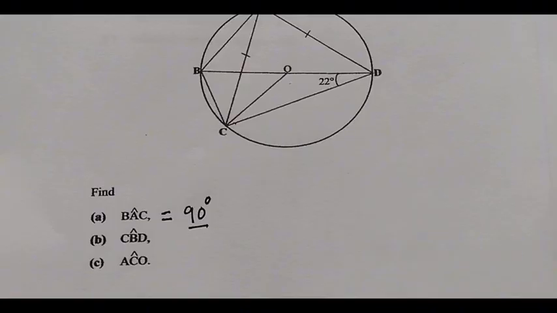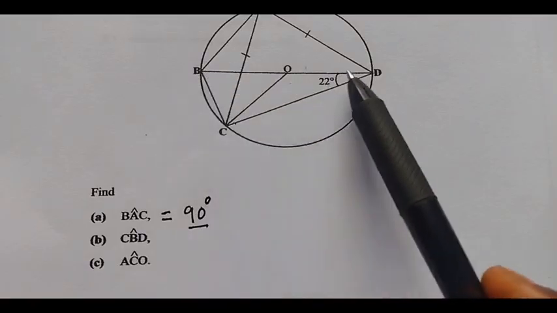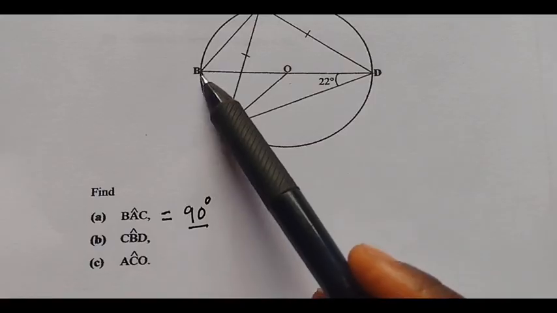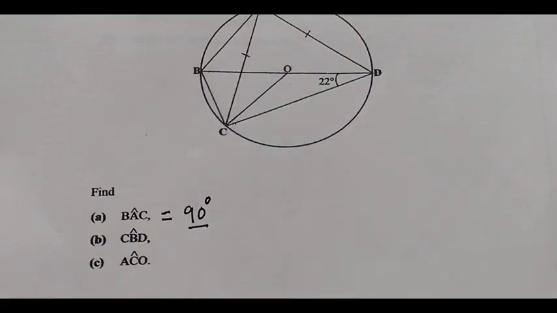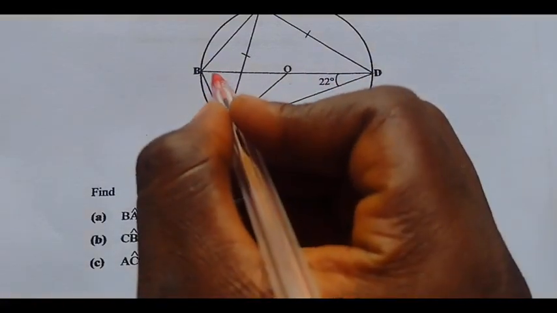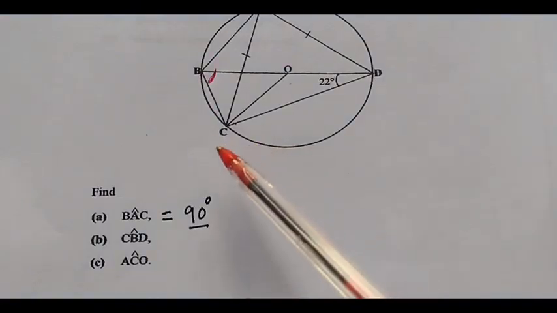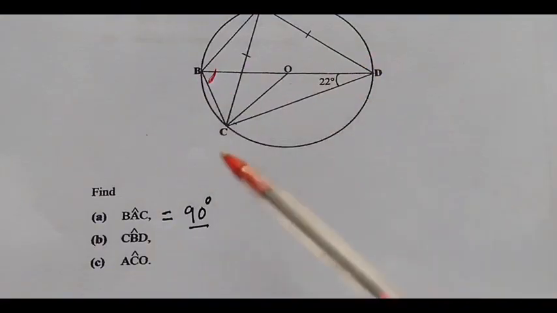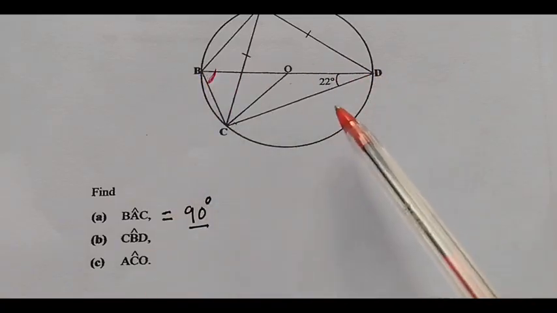Okay, now let us come to the second one. Find CBD. Find CBD. So they want you to find an angle that will be right here. Find angle CBD. So how can we find the angle CBD? Okay, to find angle CBD, this is very easy.